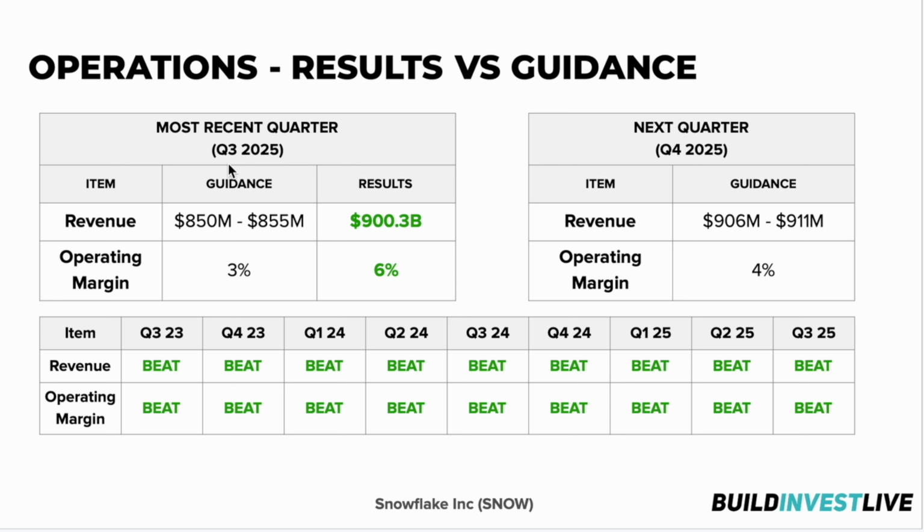All right, so we've talked about the business. Let's touch on operations. Now, we talked about their most recent quarter, which was back in November. They exceeded both revenue and operating margin guidance for that quarter. And for next quarter, they basically guided for between 906 to 911 million for revenue and operating margin of 4%. Now, in terms of their results versus their guidance, you can see that they've exceeded their guidance basically every quarter for the past 2 years or so.